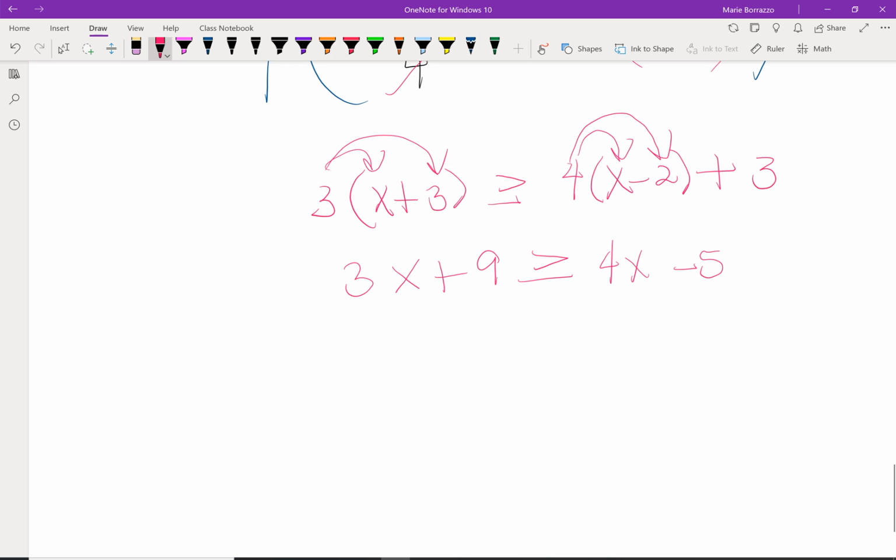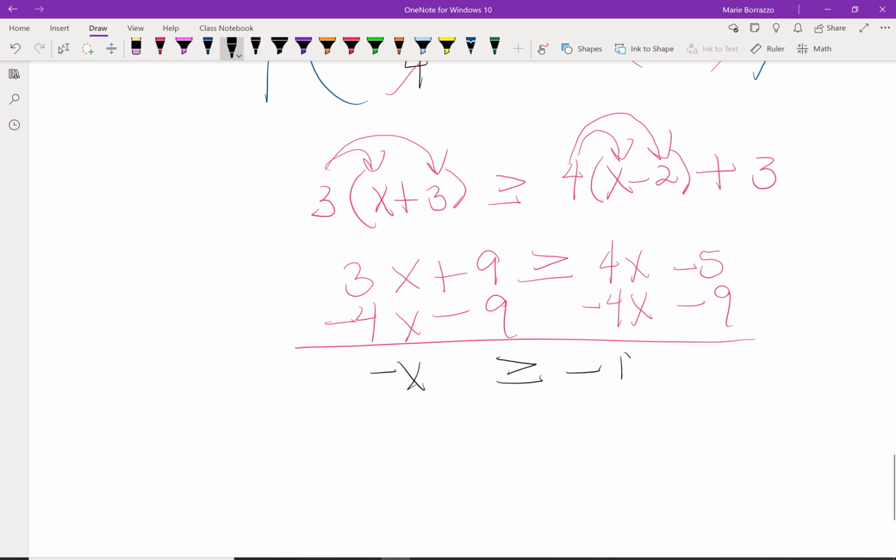Now in this case, as always, we're still going to move everything that's a number to one side. So perhaps in this case I could subtract the 4x first. So let's subtract the 4x and bring it over here, and I'll subtract the 9 and bring it over here. Always the opposite operation. So that means that I'm left in this case with negative x is greater than or equal to negative 14. But I need to get rid of that negative, so I'm multiplying both sides by negative 1, making this positive x is less than or equal to positive 14.